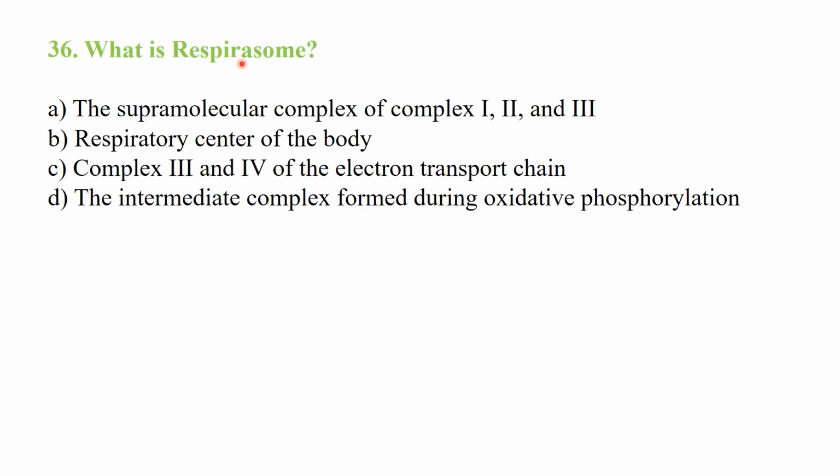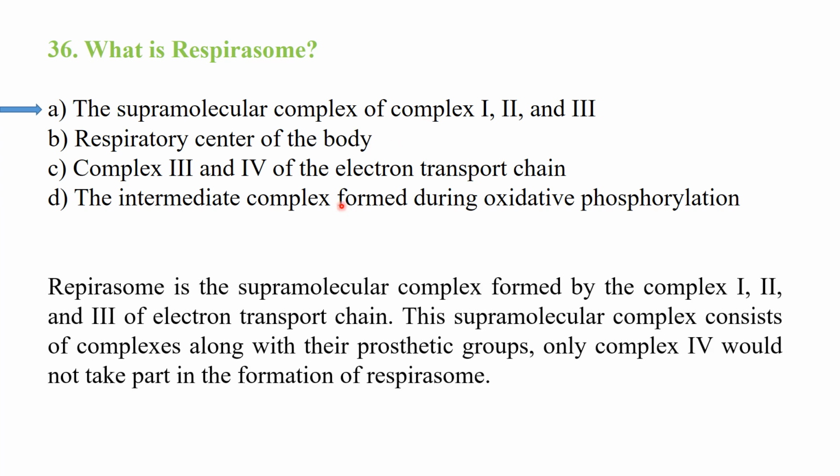What is the respirasome? अब respirasome क्या होता है? तो the supramolecular complex of complex 1, complex 2 and 3 इसको respirasome कहते हैं. तो respirasome की थोड़ी सी explanation देखें तो respirasome is a supramolecular complex formed by the complex 1, 2 and 3 of electron transport chain. This supramolecular complex consists of complexes along with their prosthetic group. Only complex 4 would not take part in the formation of respirasome. तो जो complex 4 होता है वो respirasome का part नहीं होता.